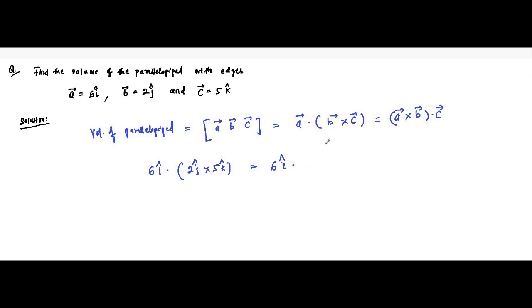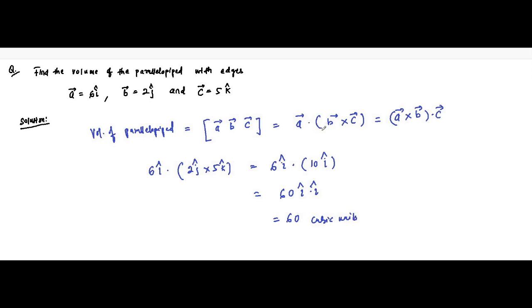That is the rule of cross product or vector product, which we have already discussed, and we have solved a lot of problems related to that. You can watch those videos. So this becomes 10, 2 into 5, that is 10, and j vector cross k vector is equal to i cap. So this becomes 60 i cap dot i cap, which is equal to 1. So this becomes 60 cubic units.